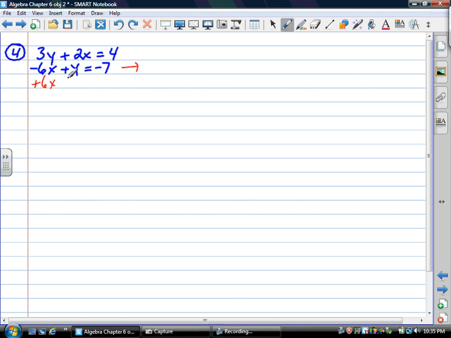If we add 6x to both sides of this equation, I'm going to be able to write this equation in the form of y equals. What's the result? Y equals 6x minus 7. Now, if you wanted to, could you have written it as y is equal to negative 7 plus 6x? Absolutely. Right? But I'm going to write it this way. And once I write it this way, I can now use my substitution. I'm going to replace this y with 6x minus 7.